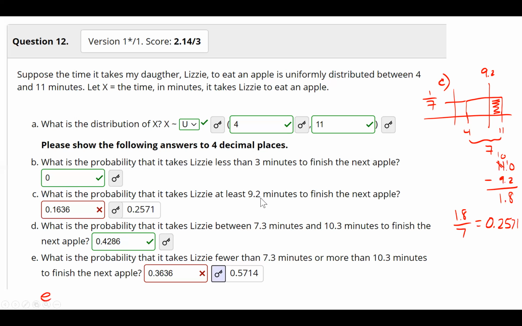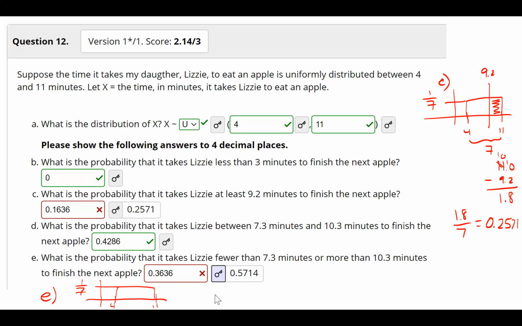All right, E on the bottom here. What's the probability that it takes Lizzie fewer than 7.3 minutes or more than 10.3 minutes? Ooh, this is a toughie here. So we got to do a left-hand side of it, and then we also have to do a right-hand side of it. Let's go for it here. Initial setup, 4 to 11. That makes this 1/7. That's cool. I'm dividing by 7 again.